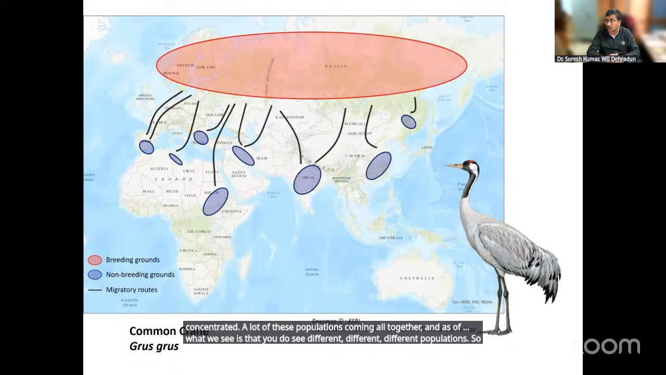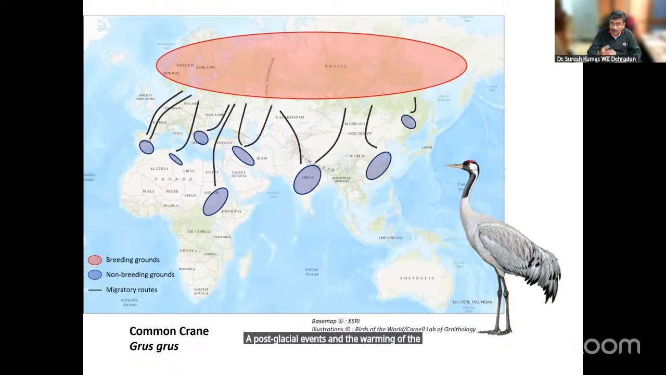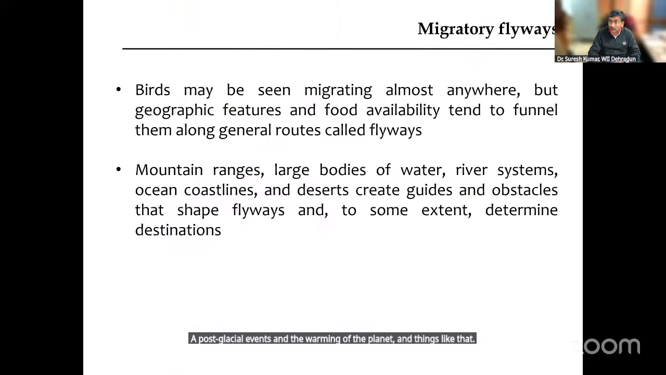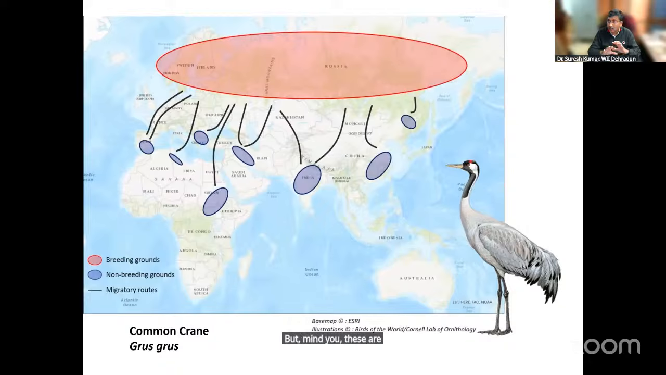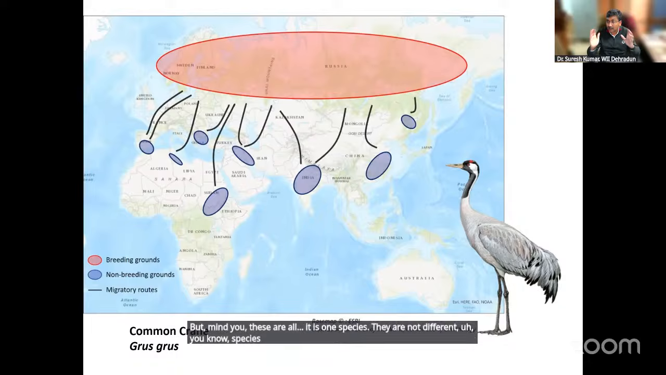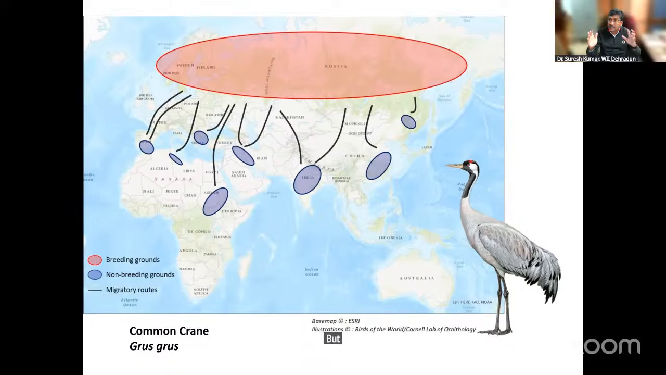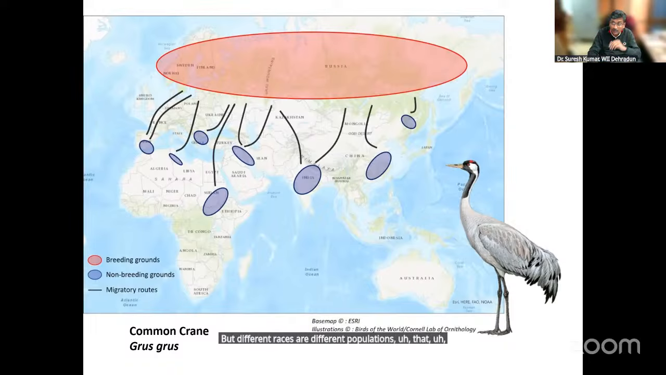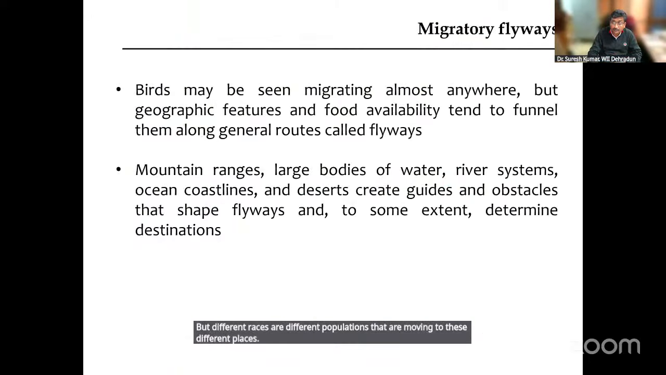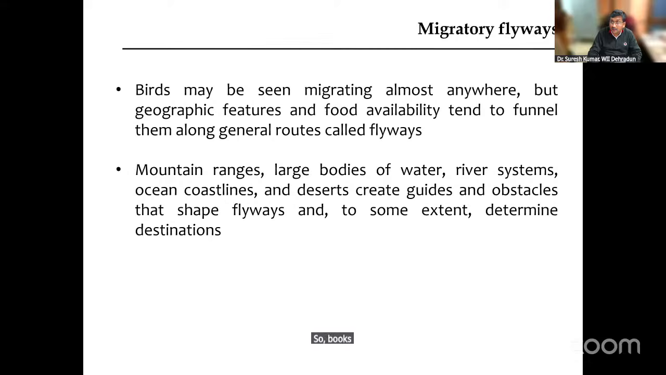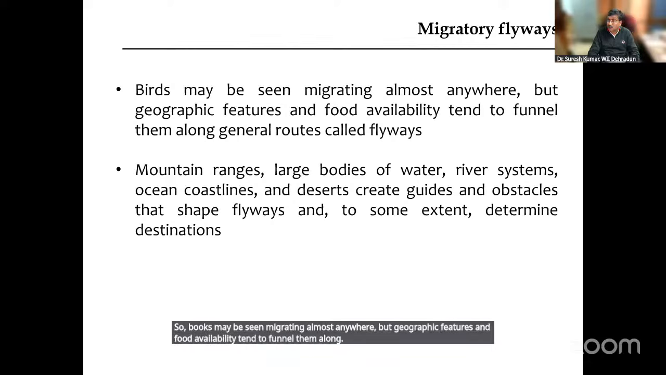So this is in response to post glacial events and the warming of the planet and things like that. But mind you, it is one species. They are not different species, the same common crane, but different races or different populations that are moving to these different places. So birds may be seen migrating almost anywhere, but geographic features and food availability tend to funnel them along general routes called flyways.